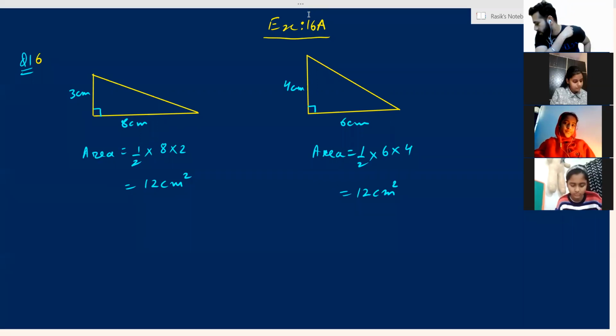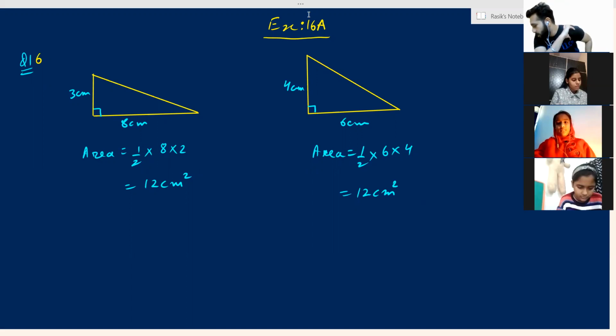Fourth one, two circles are congruent if they have same radius or same diameter. Correct. Both the answers are right. Two rectangles are congruent if they have same length and breadth.